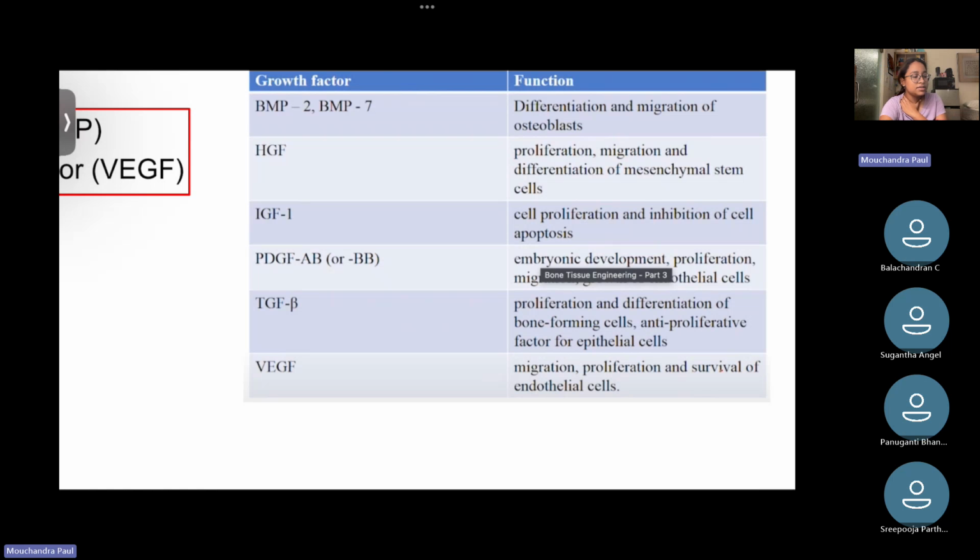Apart from these two factors, there are other growth factors that are considered. So that is HGF, hepatocyte growth factor, IGF-1, insulin growth factor 1, PDGF, platelet derived growth factor, AB and BB, or these are the variants. Then TGF beta as well. So these are some of the other growth factors that one can consider, and given here are the functions of these growth factors as well. All right.